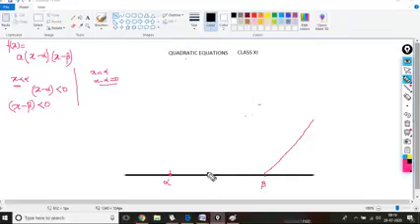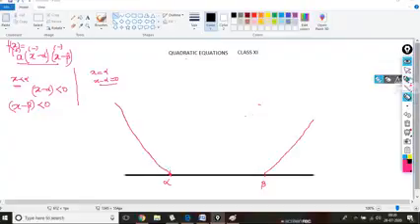If beta is greater than alpha, so x minus alpha is less than 0, x minus beta is also less than 0. So what does our expression become? It is a negative quantity into a negative quantity into a positive quantity. So again for x less than alpha, the expression is positive. Understand? The expression is positive.